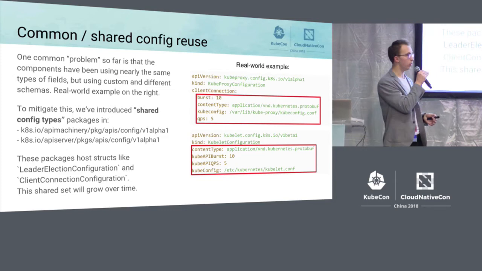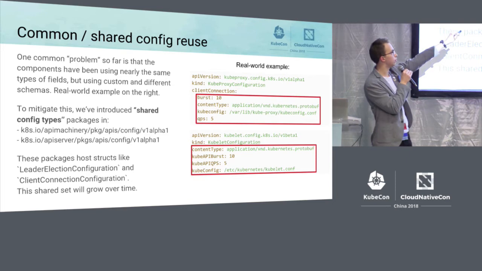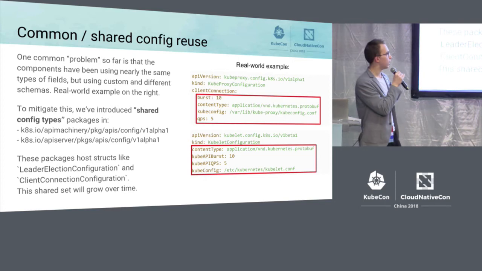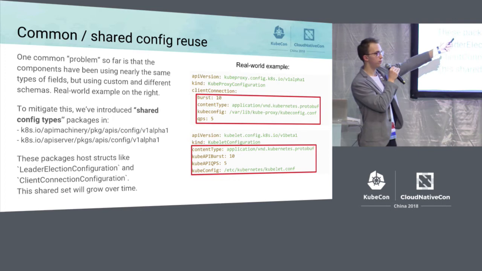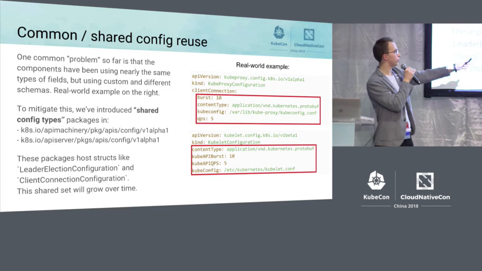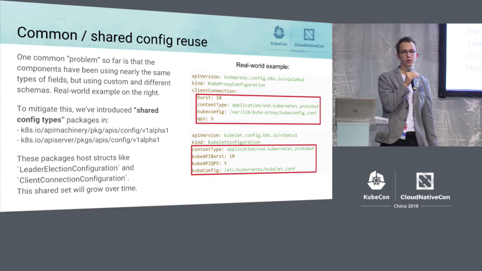And in kube-proxy, this is OK. This is scoped under the client connection struct. But that is not the case with the kubelet. The kubelet hosts all of these fields just on the root and has other names as well. We have kubeconfig with a little c there and kubeConfig with a capital C, and so on and so forth. Kube API burst, kube API requests per second, etc.